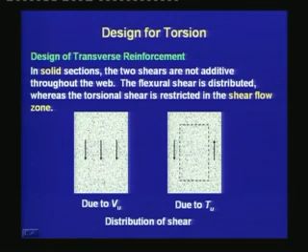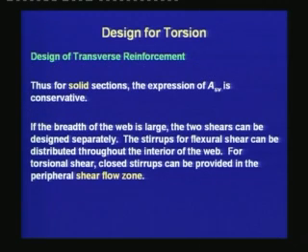What we see on the left hand side is that the flexural shear is distributed and acts downwards in the web, whereas the torsional shear is restricted in the peripheral shear flow zone. On one side it acts downwards, on the other side it acts upwards. In the central region, the shear is insignificant due to torsion. Thus, when the shear and torsion act together, they are not additive throughout the width of the web. Thus, for solid sections, the expression of ASV is conservative.